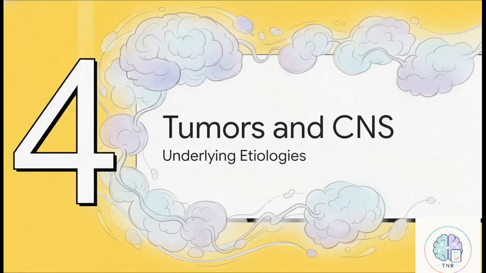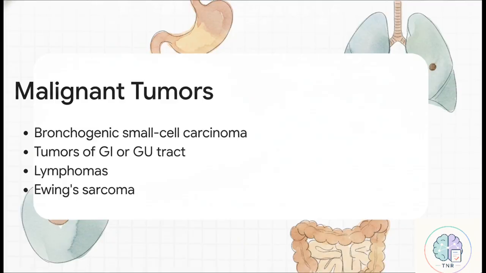Section 4. Etiologies, tumors and CNS. All right, let's talk about what actually causes this. Malignancies are classic culprits for ectopic ADH production. Ectopic just means a tumor is secreting the hormone all by itself, totally independent of the brain. Bronchogenic small cell carcinoma of the lung is by far the most notorious offender on this entire list.